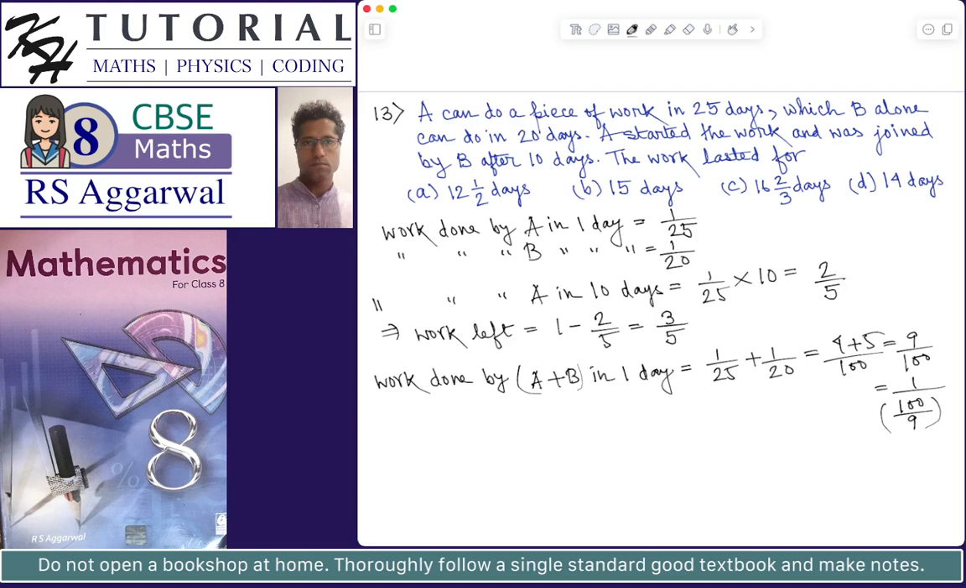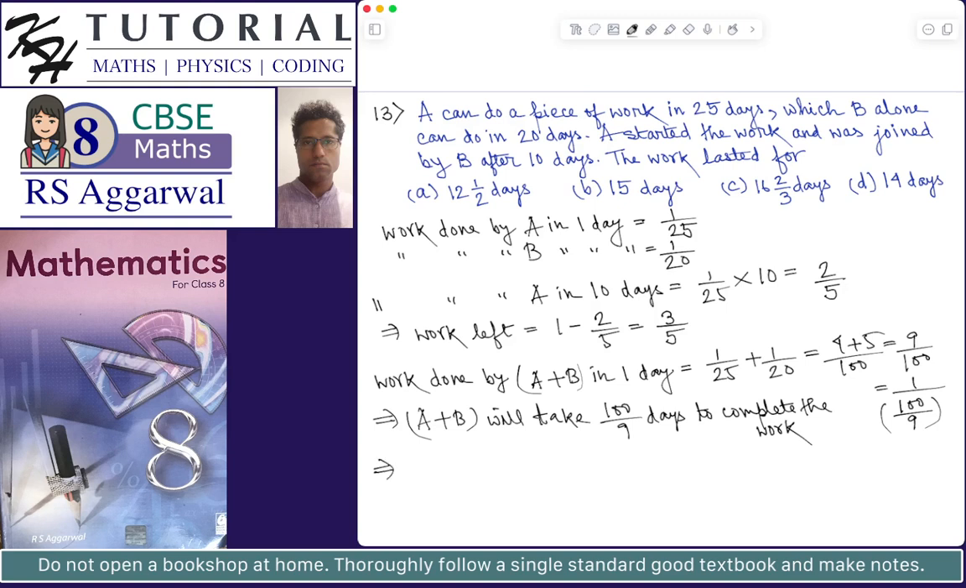Now, we have found that in 1 day, work done by A plus B is 1 by 100 by 9. So this implies that A plus B will take 100 by 9 days to complete the whole work. Complete the work means complete the whole work. So A plus B working together will take 100 by 9 days to complete the work.